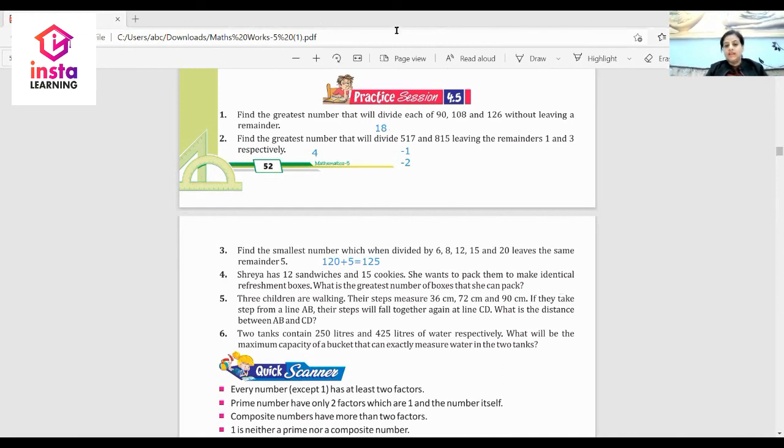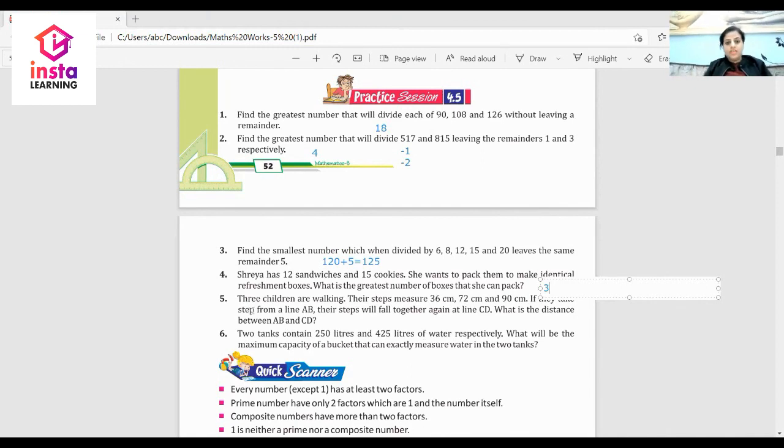Okay, and then it is coming 60 as the LCM, and then if we want to take out the HCF, it will be 3 4s are 12, no, 3 5s are 15, yes, it will come 3. So the HCF will be 3. The greatest number she can pack is 3 in one box.